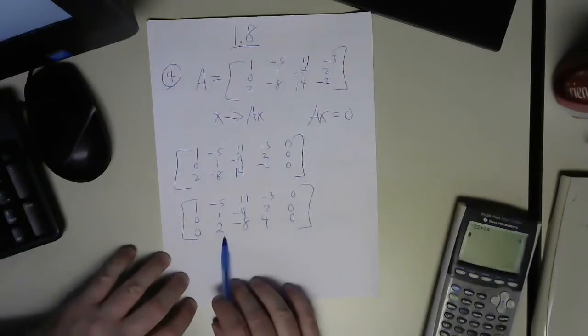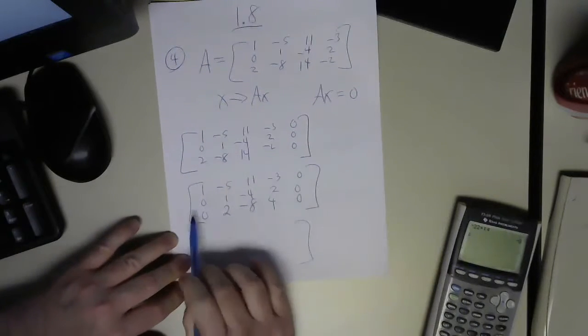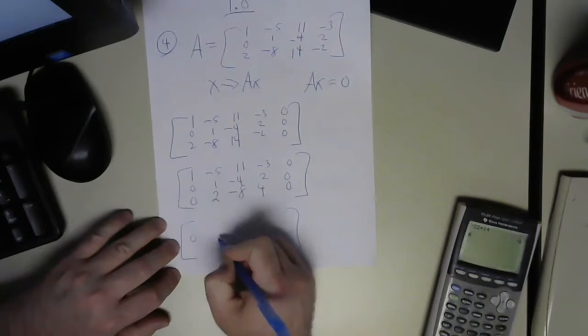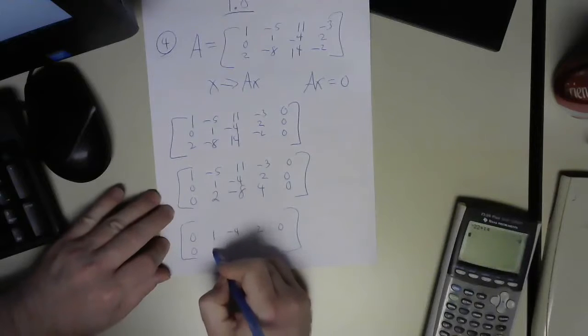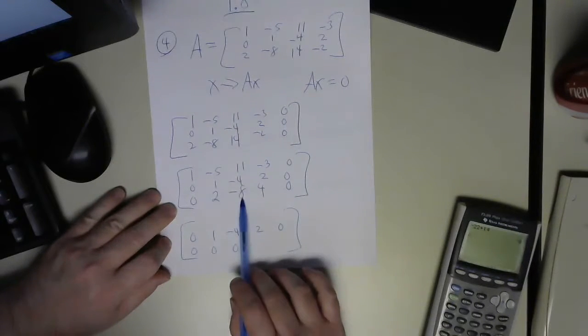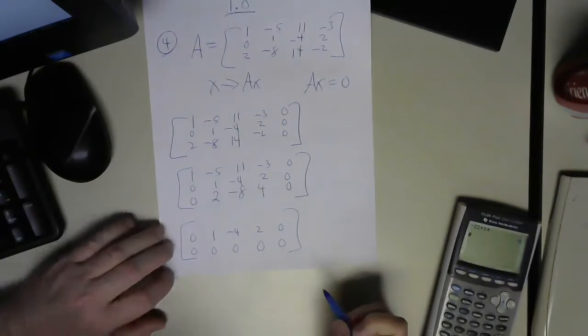So let's move on to the second column. I'll multiply the second row by -2 and add it to the third row. -2 times that is +8. If I add to that, I get a 0. Notice I get another 0 there. So I get a whole row of zeros.